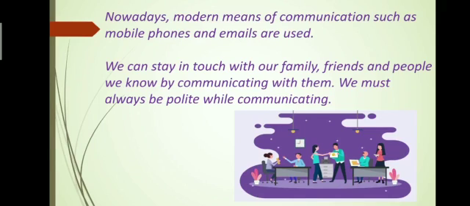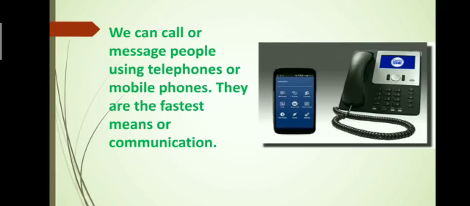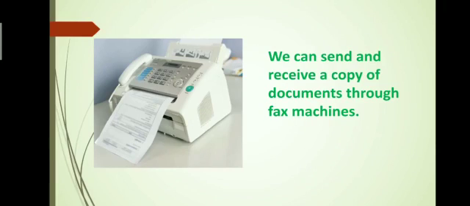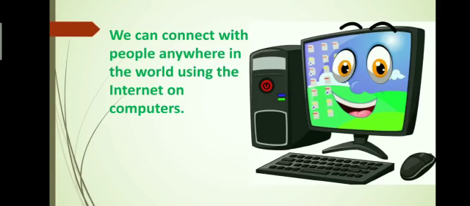Students, now let us know about different means of communication. Telephones and mobile phones. Students, with the help of telephones and mobile phones, we can call or message people and they are the fastest means of communication. Fax machine. Students, with the help of fax machines, we can send and receive a copy of documents. Computers. We can connect with people anywhere in the world using the internet on computers.